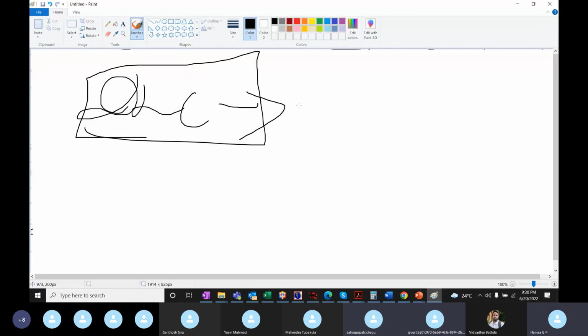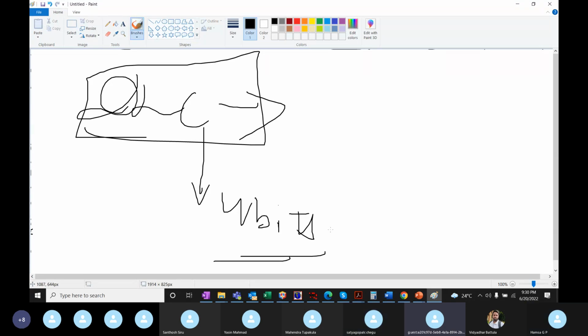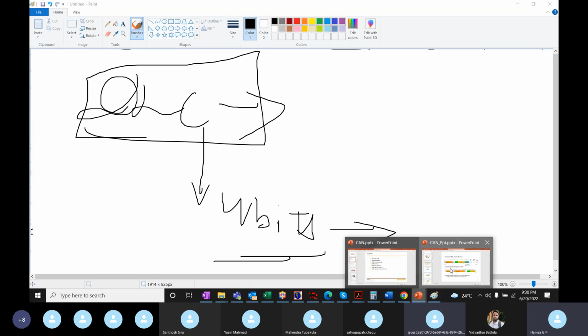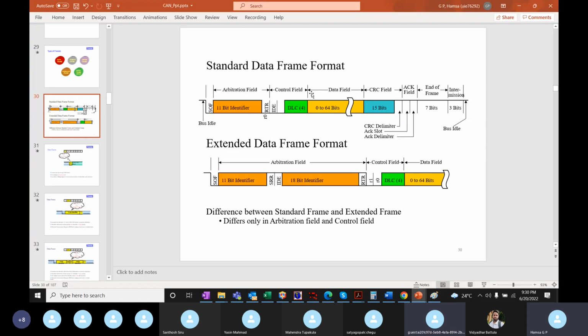The size of DLC is 4 bits. I'll come back to this when I go to the data field. So DLC is a data length code, where it provides how many bytes of data you want to transmit. That finishes the control field.